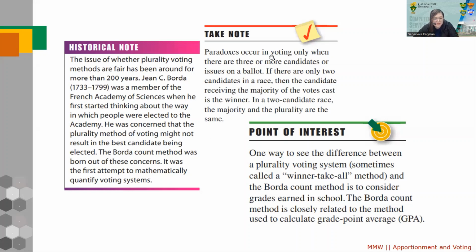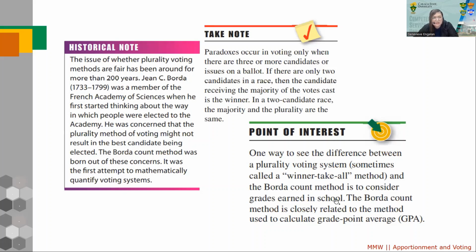So paradoxes occur in voting only when there are 3 or more candidates or issues on the ballot. So if there are only 2 candidates in the race, then the candidate receiving the majority of the votes is the winner. So in a two-candidate race, the majority and plurality are the same. One way to see the difference between plurality voting, sometimes called a winner-take-all method, and the Borda count method, is to consider the grades earned in a class.